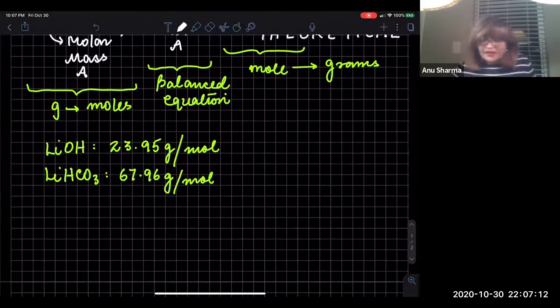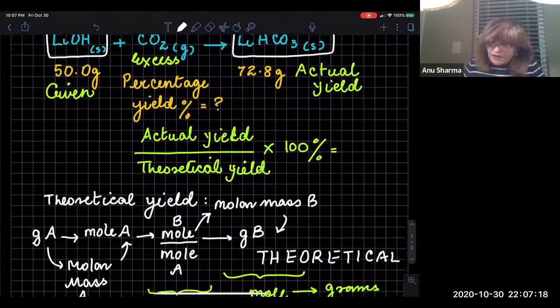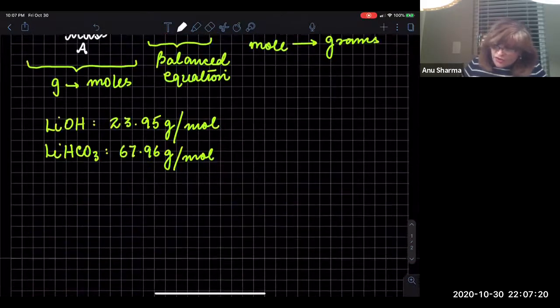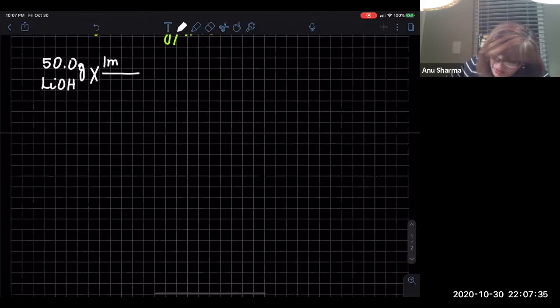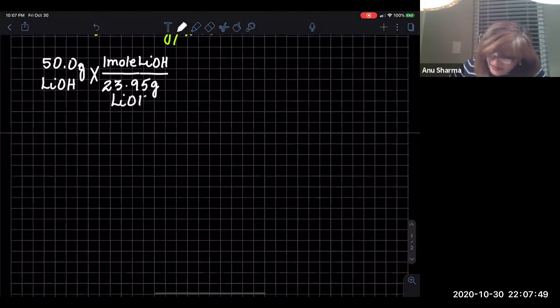Okay, now the next thing is you're going to set up the problem. So here we are given 50 grams of lithium hydroxide, and you're going to use that to convert to moles. So 50.0 grams of lithium hydroxide. First step is to convert it into moles. So we know that 1 mole of lithium hydroxide is equal to 23.95 grams of lithium hydroxide. Okay, and then you multiply it by the mole to mole ratio.